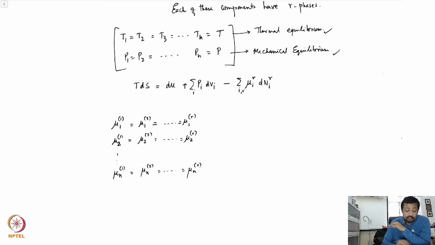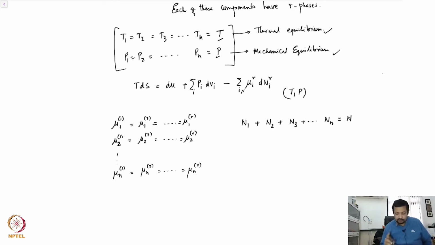So this joint system, how many thermodynamic coordinates describe that? That is essentially the degrees of freedom of the system. Of course, two of them are known, which are T and P, the temperature and the pressure. Now note that I have n components, which means the number of particles in component 1 plus the number of particles of component 2, and so on, all the way up to component n, is going to be capital N, the total number of particles, and that is fixed.